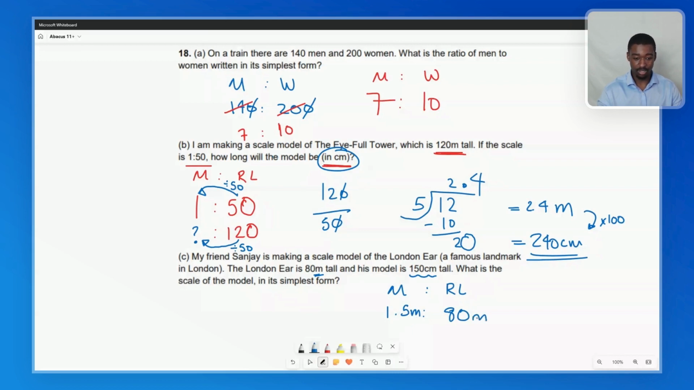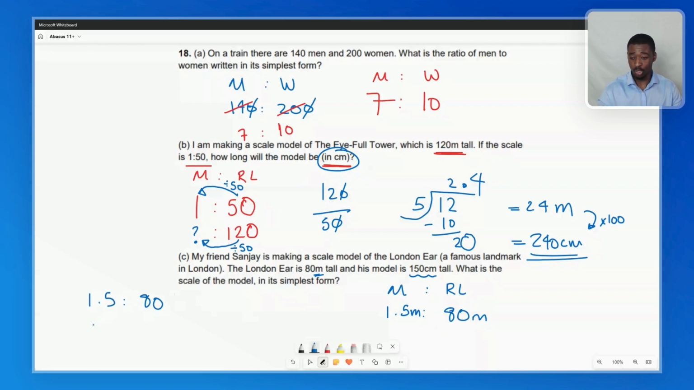So now they're both in meters. And we know the ratio is 1.5 to 80. But let's turn that into its simplest form. We have 1.5 to 80. Let's get some more room.